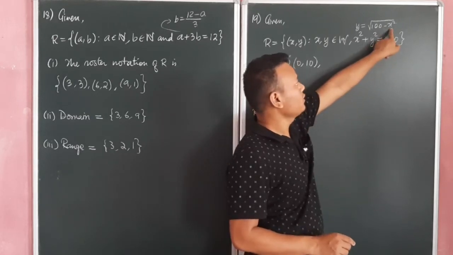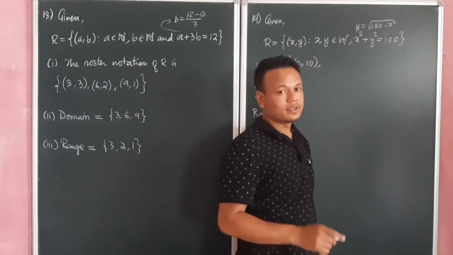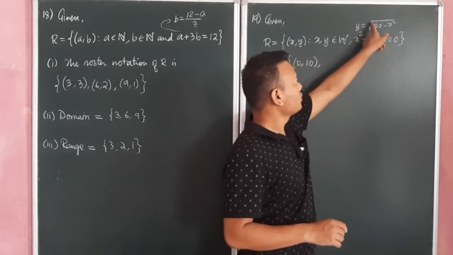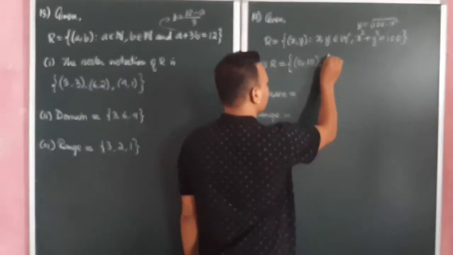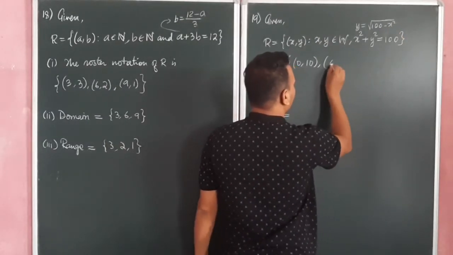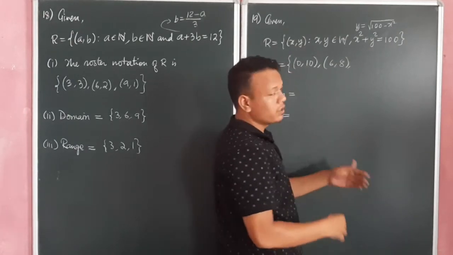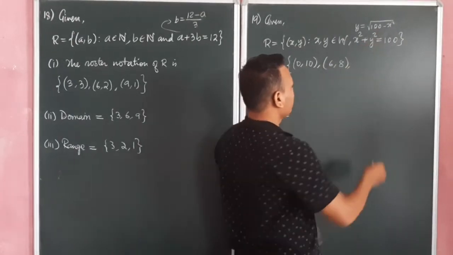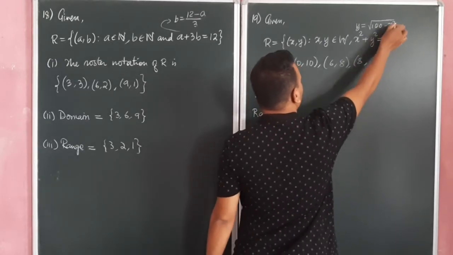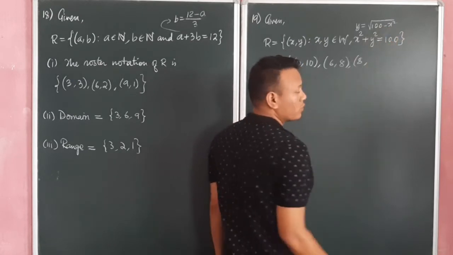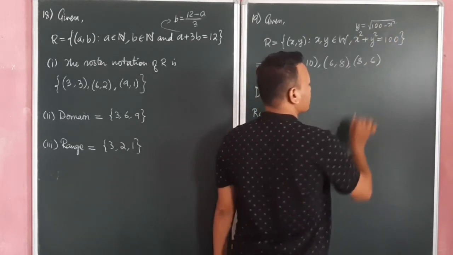So next is 6, so 6 square is 36, so 100 minus 36 is 64, and we know the square root of 64 will be 8, isn't it? So that's why the other element will be 6 comma 8. Alright, now similarly, if you go forth, you'll find that the next value for x will be 8, and 8 square is 64, so 100 minus 64 is 36, so square root of 36 turns out to be 6.